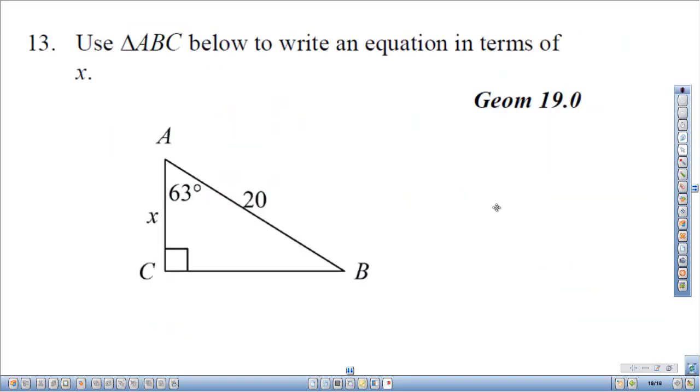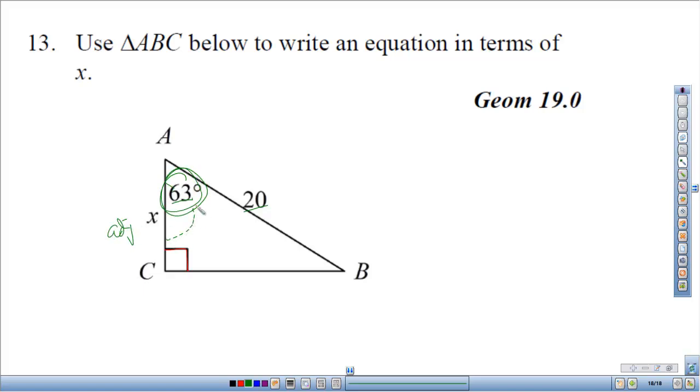All right, number 13 gives us a triangle, and they want us to make an equation and solve it in terms of x. So let's notice that we have a right angle, and I know one angle and one side, and I'm solving for another side. So can you see that this is definitely a trig problem? All right, so let's make our trig equation. If this is my angle, what would the x be?